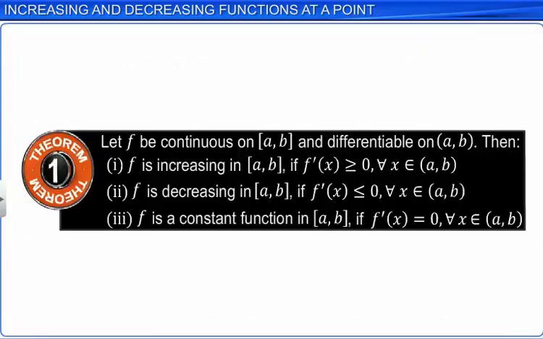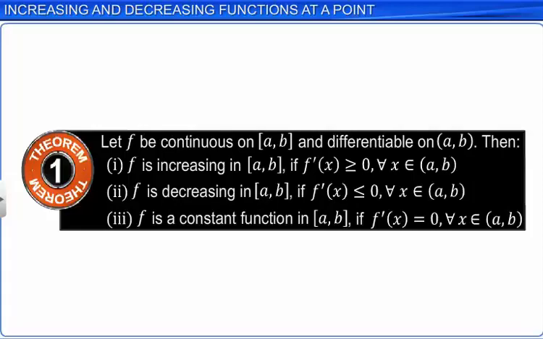Now, we will state and prove a theorem based on the nature of a function at a given point in the domain of the definition of the function. Let a function f be continuous on the closed interval [a, b] and differentiable on the open interval (a, b). Then the function f is said to be increasing or decreasing depending upon whether its derivative is greater than or equal to 0, or less than or equal to 0, respectively. And the function is a constant function if its derivative is 0.